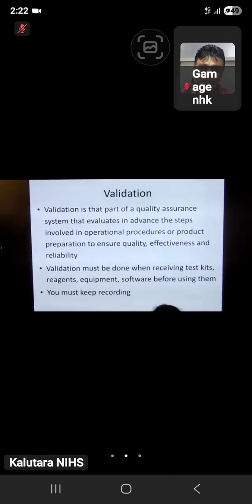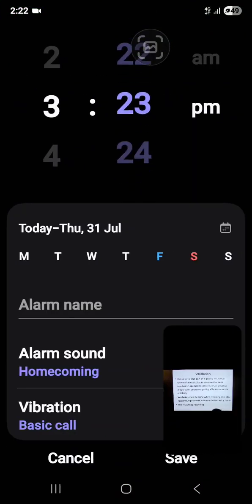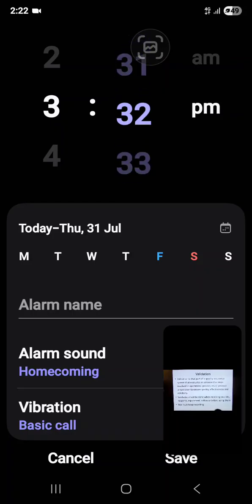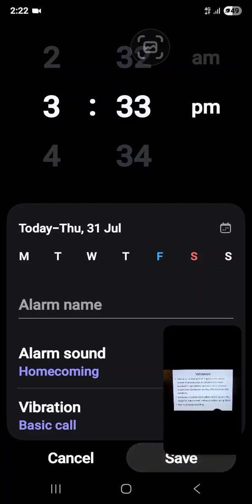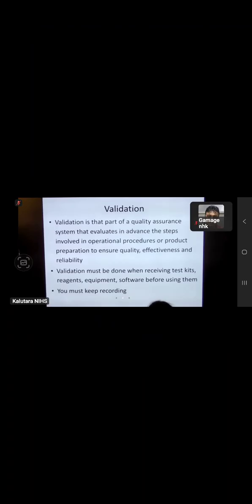You may receive test kits. For example, streptococcal grouping kit. Are you using streptococcal grouping kit in your laboratories? Yes, ma'am. Now you have received a test kit for streptococcal grouping. But the company says this is very good and these are working nicely. But how do we know whether this test kit is working properly? Therefore, before we use it, we have to validate it.